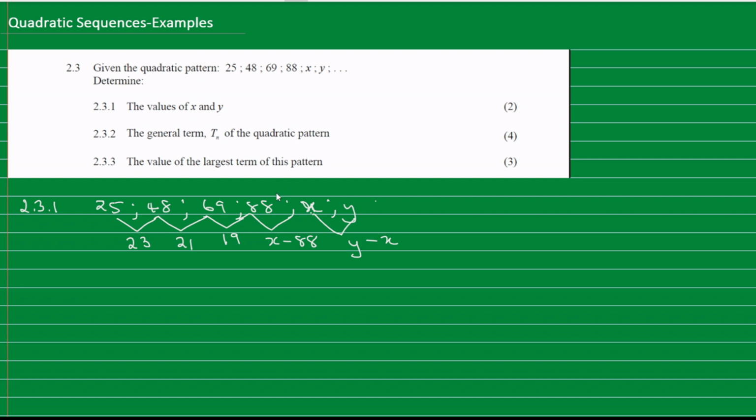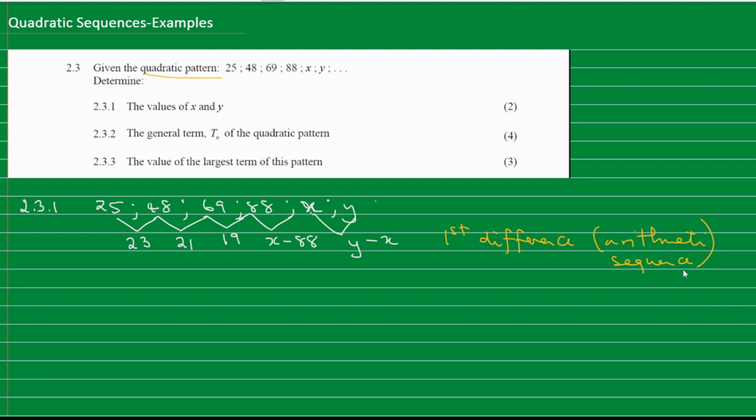One thing that I didn't mention earlier is when you look at this row of first differences, these are our first differences. This row of numbers is an arithmetic sequence. In a quadratic sequence, as they've mentioned here, quadratic pattern, the first row is always an arithmetic sequence. It's very important to take note of that. It's always an arithmetic sequence.